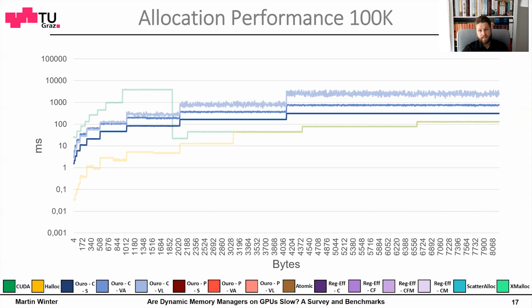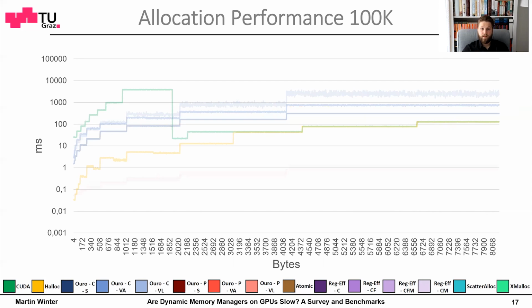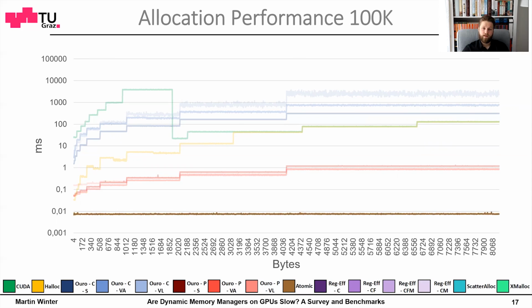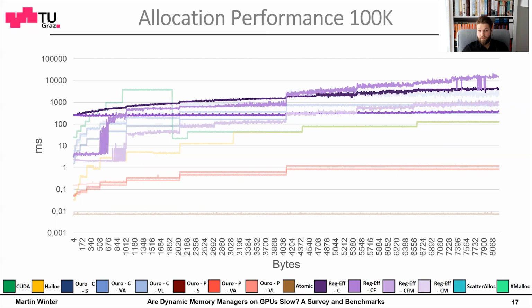Chunk-based Oroboros in shades of blue is mainly focused on memory efficiency, but still outperforms CUDA until the first split, while page-based Oroboros in shades of red clearly performs best over the whole tested range. We also include a simple baseline which just atomically increases an offset into memory, here given in brown. Variants of RegEff in shades of violet initially perform better than the CUDA allocator, but also trail off for large allocations, and we can clearly see the performance fluctuations.